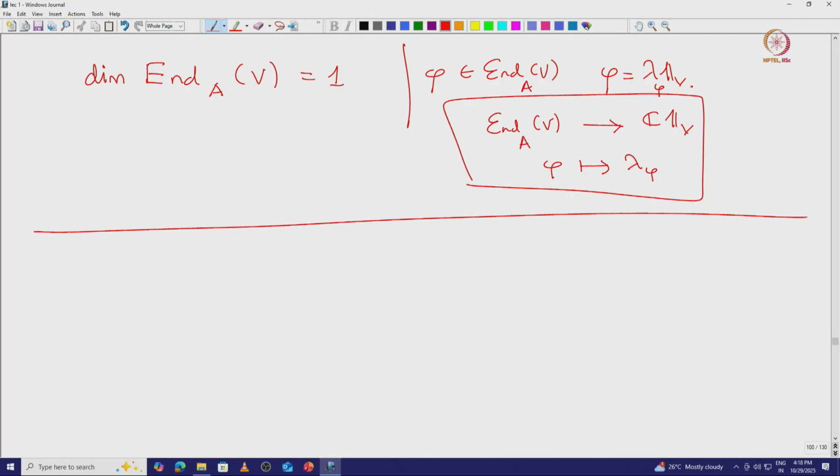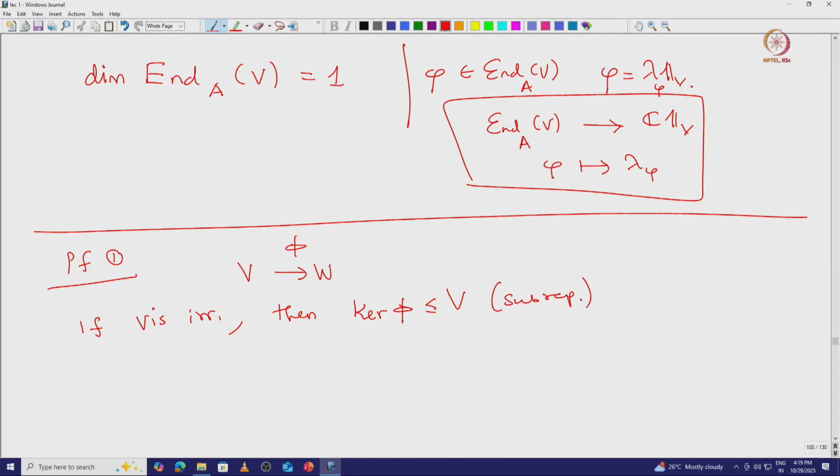Okay, so let us prove Schur's lemma, which is indeed very easy. It just follows from some observations about the kernel and image. So, let us prove the first statement. If V is irreducible, let us recall pi is a map from V to W. So, if V is irreducible, then we can see that the kernel of pi is a subrepresentation of V.